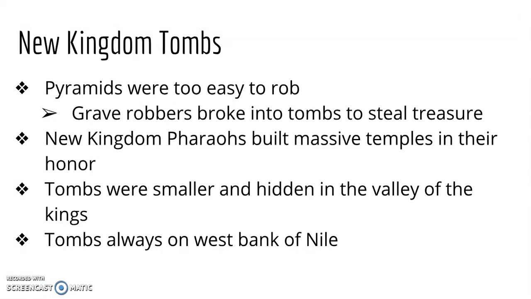But at this time period, what they then do is they build hidden, smaller tombs in the Valley of the Kings on the west bank of the Nile. And that's where the pharaohs themselves would actually be buried, in a much more clandestine location, where it was not as easy for grave robbers to find the tomb.